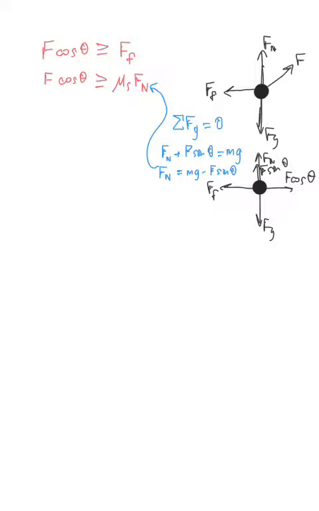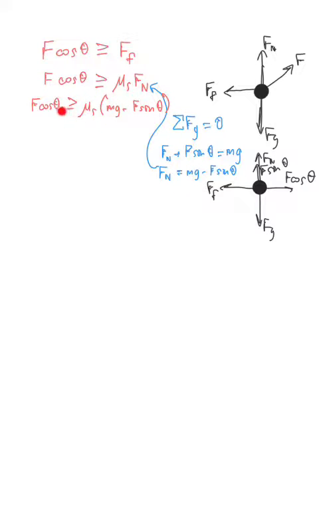So it now becomes F cosine of theta is greater than or equal to mu s times, now I'm going to put all this in parentheses, mg minus F sine of theta. And now if you look at this whole formula so far, we're trying to come up with an inequality for F, so we've got the F in there, and it has to be in terms of m and theta and mu k and mu s. So everything in here is now valid. It's all things that we can have, and g is the constant, so that's okay.